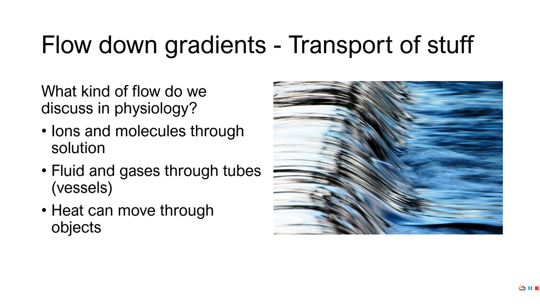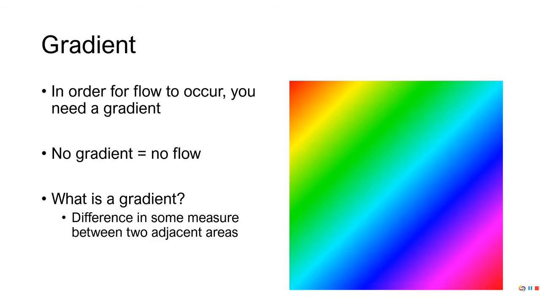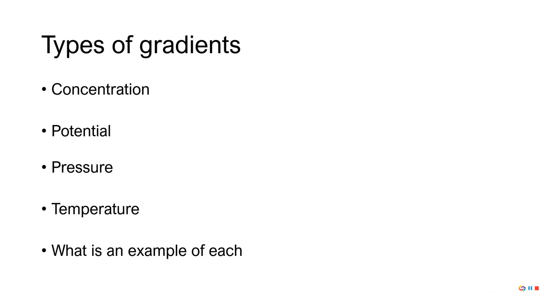But what is important is that for flow to occur, you have to have a gradient. Without a gradient, there's no flow. A gradient is just a difference in some measure between two areas. Now, oftentimes, when people think of gradients, they think of concentration. Well, that's only one type of gradient. We've got electrical potential, we've got pressure, we've got temperature.